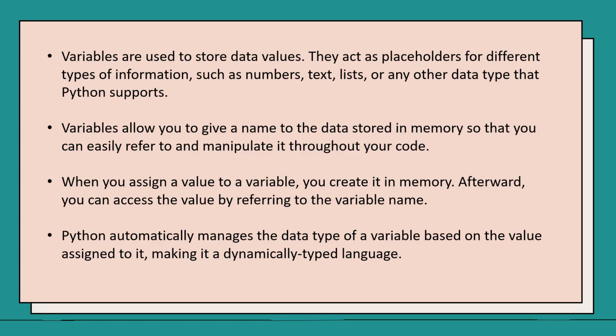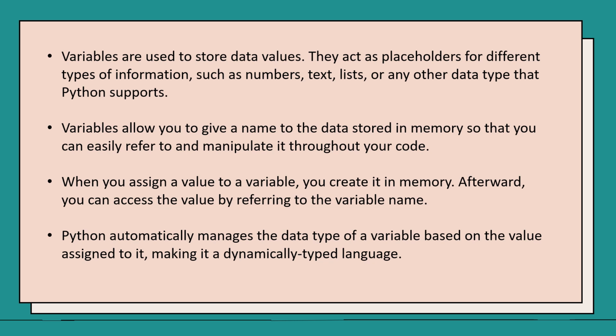Well, variables are like containers that allow us to store and manipulate data. Think of them as labeled boxes that hold different types of information such as numbers, text, or collections of data like lists. When you assign a value to a variable, you create it in memory. Afterward, you can access the value by referring to the variable name.